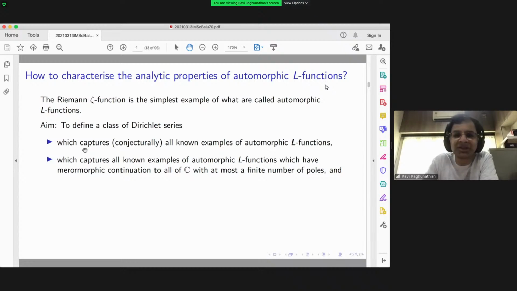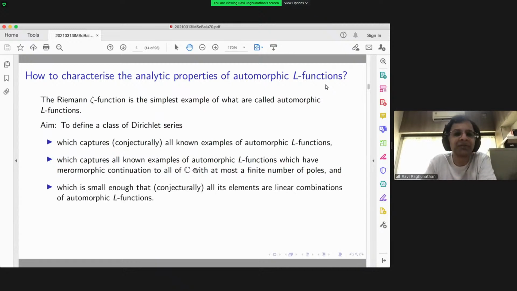So maybe this is slightly badly worded. In general, if I'm given an automorphic L function, I do not know in general whether it has a meromorphic continuation to all of C with at most a finite number of poles. But suppose I do know that, then I should be able to state with confidence that it lies in my class of Dirichlet series. And there should be no conjecturally. So if I know that an automorphic L function has at most a finite number of poles on the whole complex plane, then I should be able to say that it's in my class of Dirichlet series.